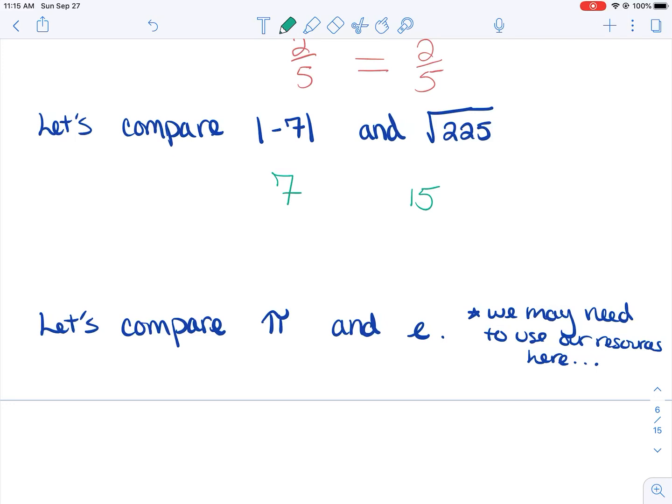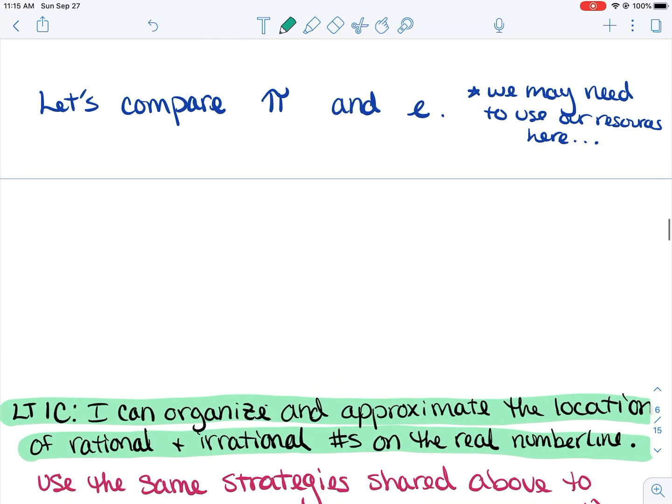That's a perfect square. So comparing 7 and 15, I just had to turn those into the same form. They're both real numbers now. 7 is less than 15. So we can write it as 7 less than 15, like a math sentence here.